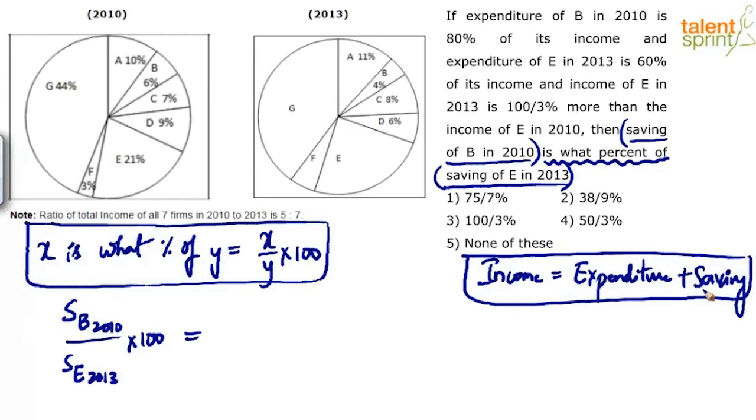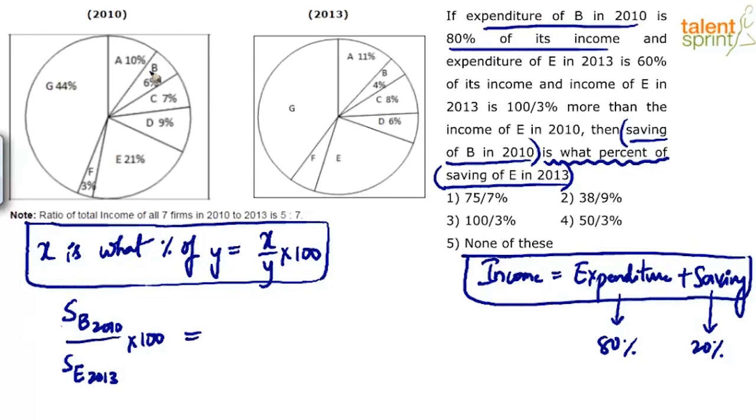Now if you look at it, it says expenditure of B in 2010 is 80% of its income. If expenditure is 80%, it is obvious that the saving will be 20%. Yes or no? Remember, both expenditure and saving will be calculated on the income. Expenditure is 80% of income, so saving will be the rest, which is 20% of the income. So the saving of B in 2010, which is the numerator, is going to be 20% of its income.